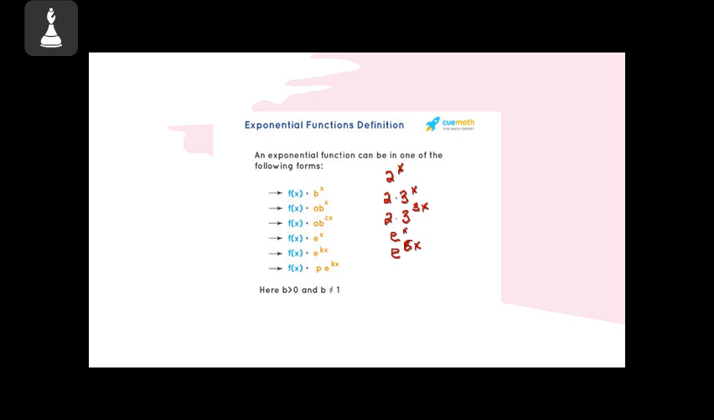The other things that have to happen: 1, the base is a number; 2, the x is in the exponent; and 3, the base has to be a positive number. Base is positive.